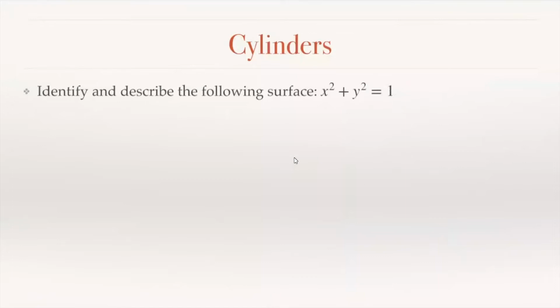So let's identify and describe the following surface: x squared plus y squared equals 1. Now I may look at this and think, oh, that's a circle. But z is also a variable here in 3 dimensions.